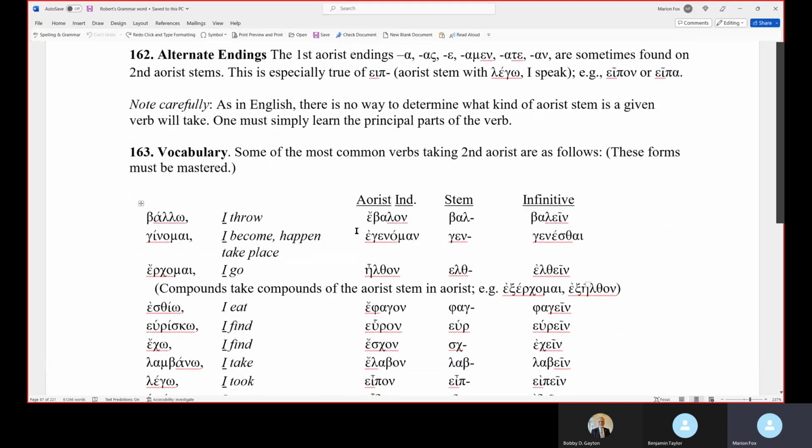The weak, or first, and second aorist are the same in meaning. They're just different forms. The first aorist endings, alpha, alpha, sigma, epsilon, amen, ate, on, and so forth, are sometimes found on second aorist stems. This is especially true for legō. Now, legō is "I speak," and the stem of it is epsilon iota pi.